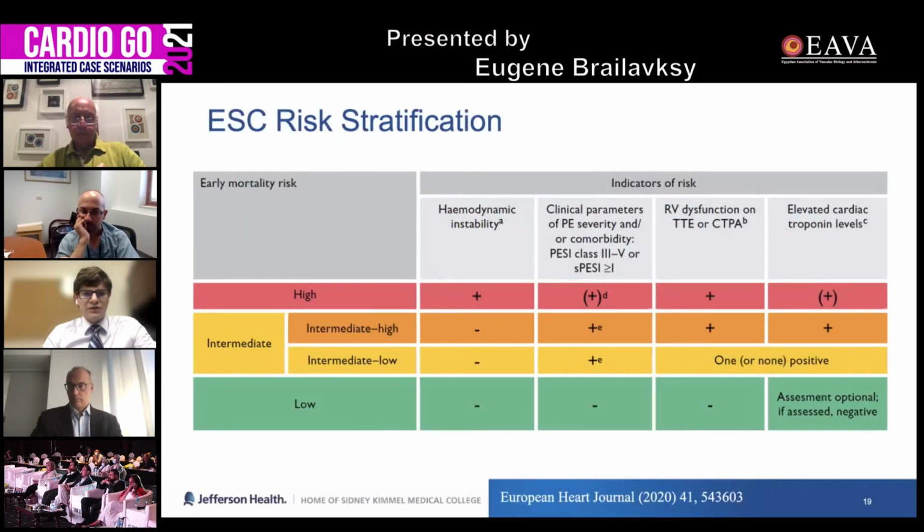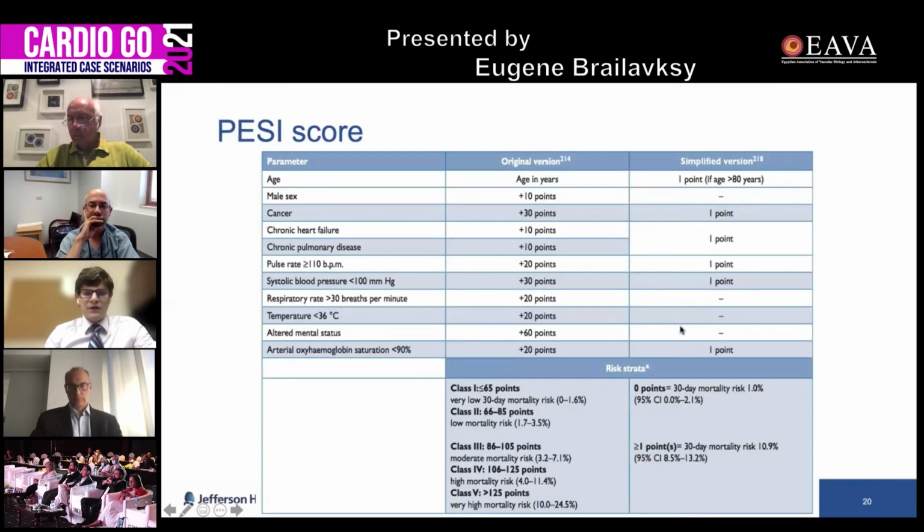So again, this is the ESC risk stratification, talking about high risk, intermediate risk, and low risk. As I talked about, it depends on RV function, it depends on hemodynamics, and this pulmonary embolism severity index, which I'll get into next. The pulmonary embolism severity index was developed to help stratify patients. It's a lot of clinical parameters, a lot of demographic parameters, and some presentation parameters. Then they devised a simplified version of the score. As you can see, it's quite cumbersome to calculate. The simplified version is a little bit better, but still not great.